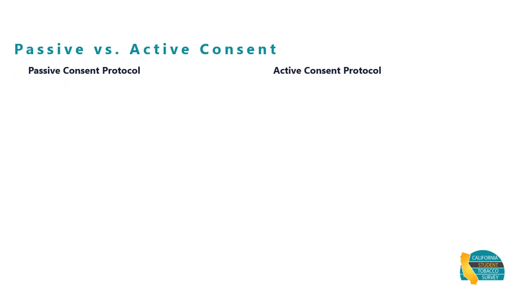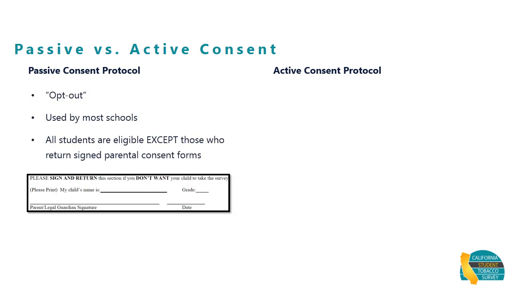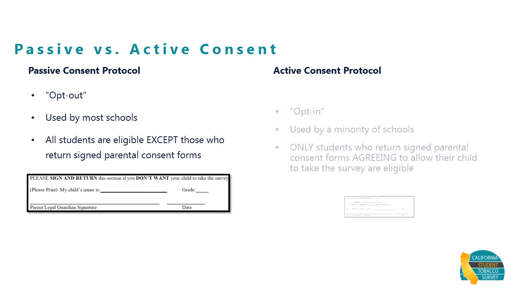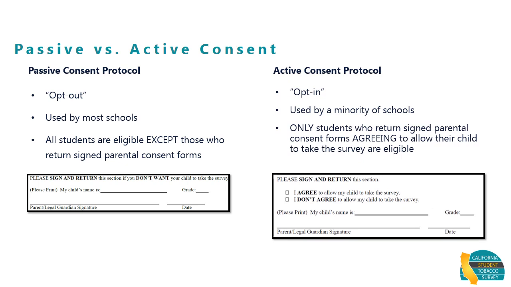There are 2 types of consent forms, which have different protocol for determining student eligibility. The first is passive consent. The majority of schools use passive or opt-out consent. In this case, all students are eligible to participate except those returning signed parent consent forms. The second is active consent. Few schools use active or opt-in consent. In this case, only students who return signed forms in which parents agree to allow their children to take the survey are eligible to participate. The type of consent used by your school will be indicated on the top right corner of the consent document.